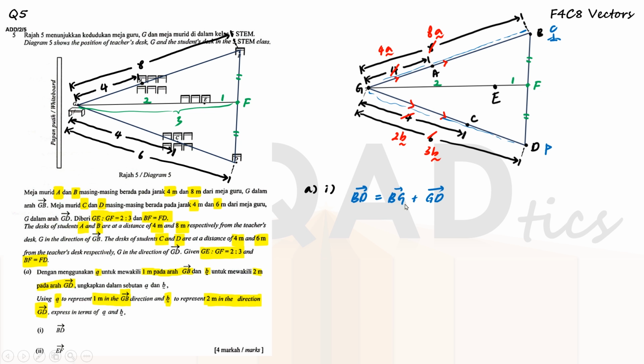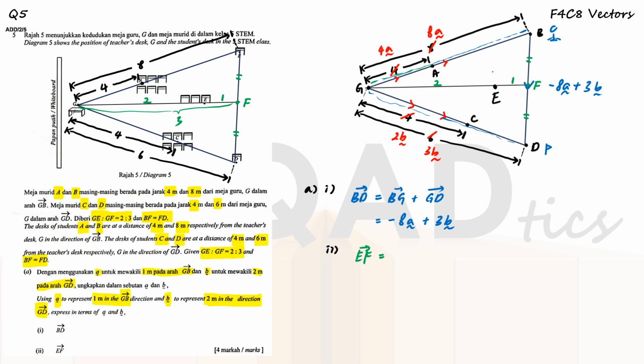Okay, so going back to the diagram here, B to G, the vector is opposite of this vector 8a. So here we need to write negative 8a. Okay, and for G to D, the vector is positive because it's in the same direction as we want to go. So this would be 3b. So negative 8a plus 3b. And the next vector is EF.